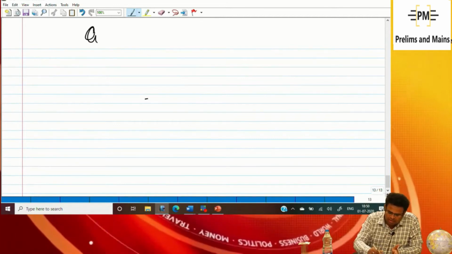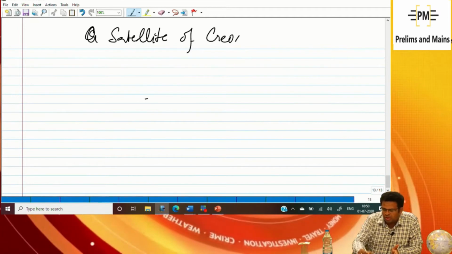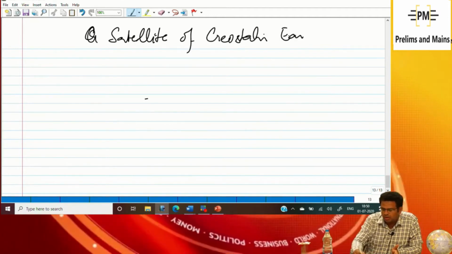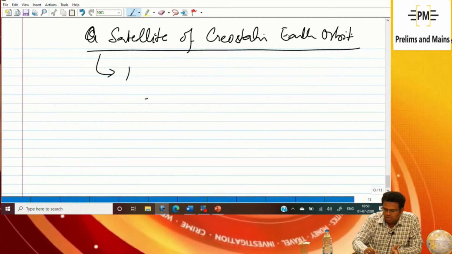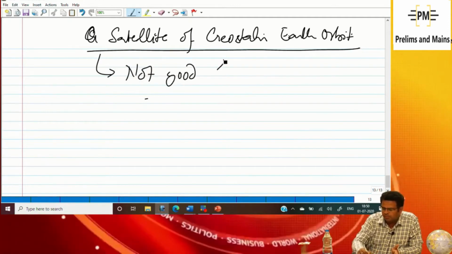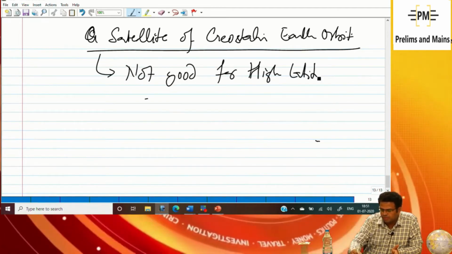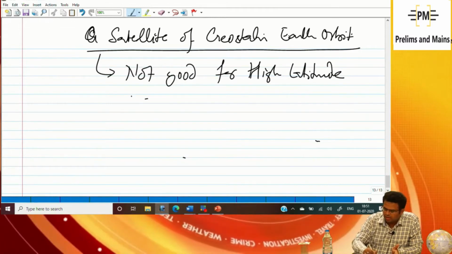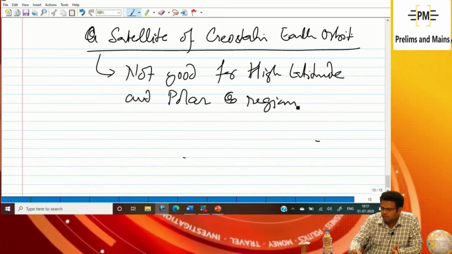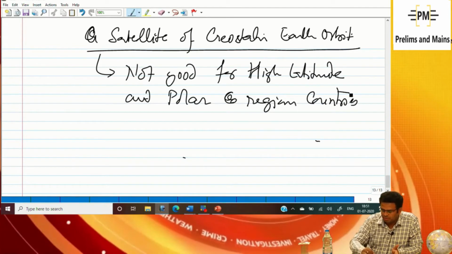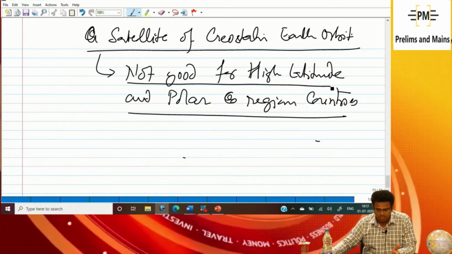geostationary earth orbit is not good for high latitude and polar region countries. High latitude and polar region countries. Getting my point?